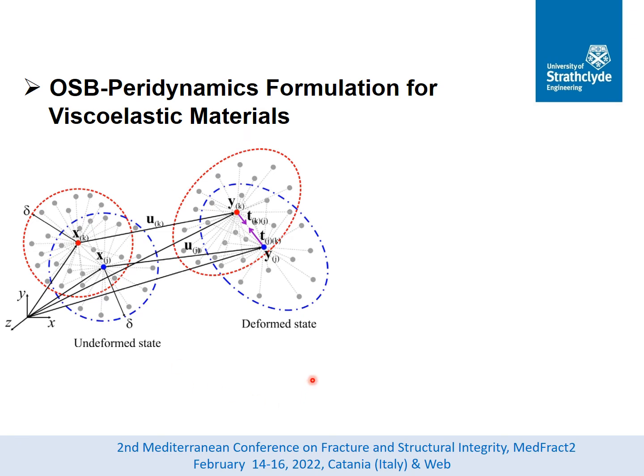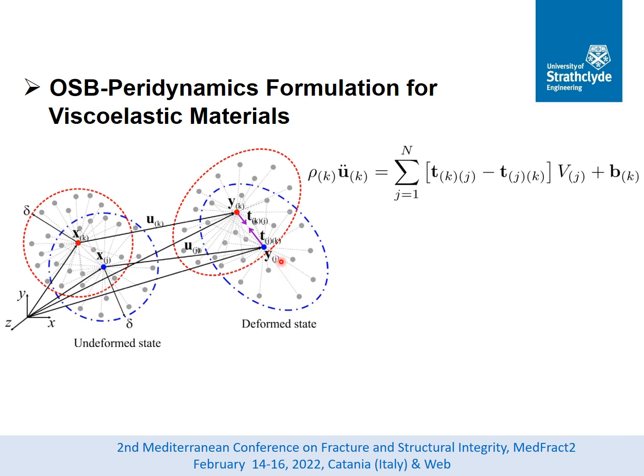As for the deformed state, we define the position of materials in the deformed state by y's. The displacement from the undeformed to the deformed state is represented by u. Then, in peridynamics, we also define force density vectors, as you can see here, Tkj and Tjk. These force density vectors are aligned with the bond vector between the particles J and K.